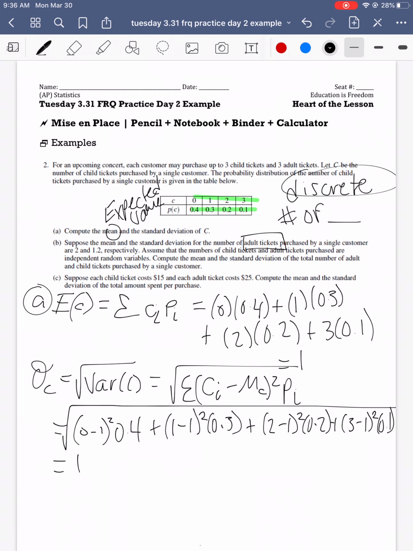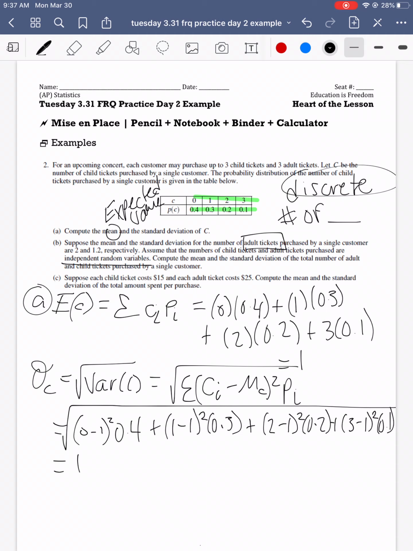Assume that the number of child tickets and adult tickets purchased are independent random variables. Compute the mean and standard deviation of the total number of adult and child tickets purchased by a single customer. Okay, so it's saying that these are independent random variables, so I need to combine these since they are being purchased together. So if a single customer purchases a child ticket and adult ticket, we essentially want to know what is the expected value of purchasing adult and child tickets.